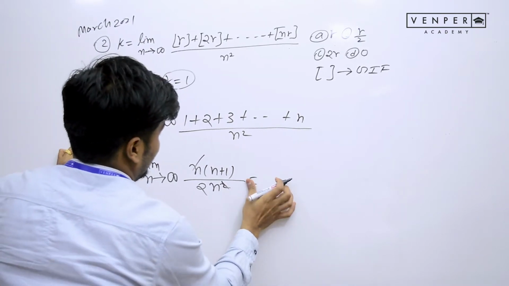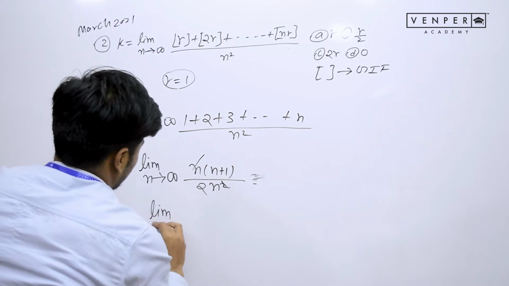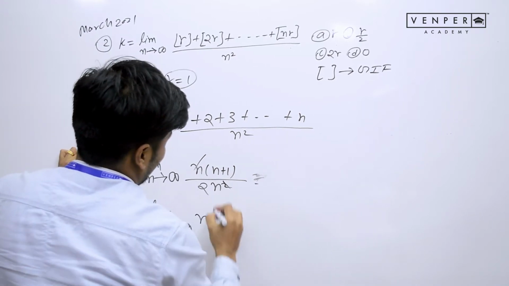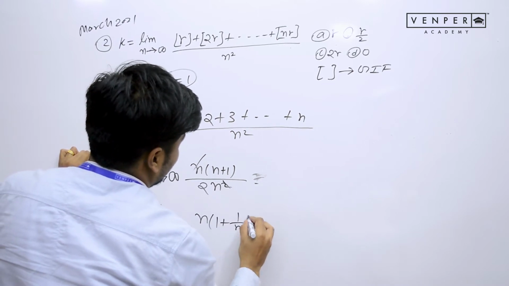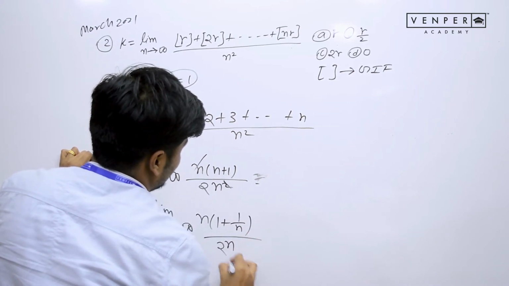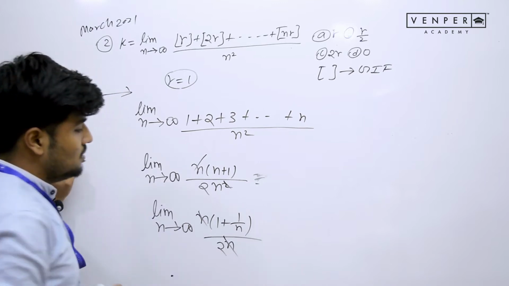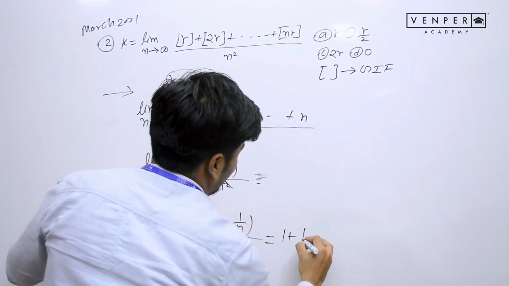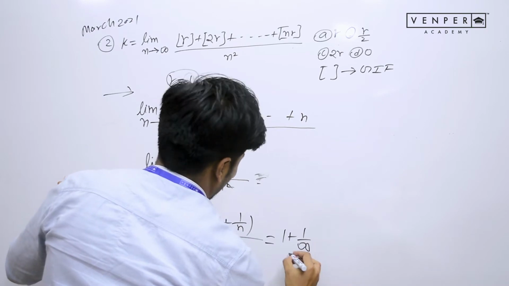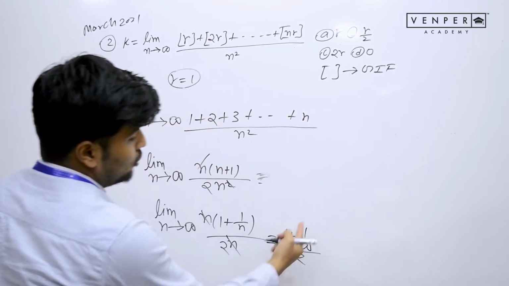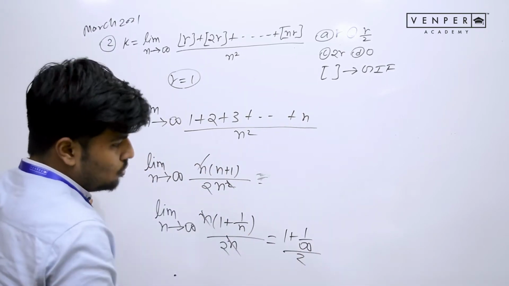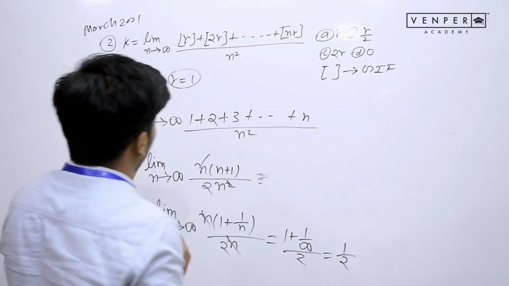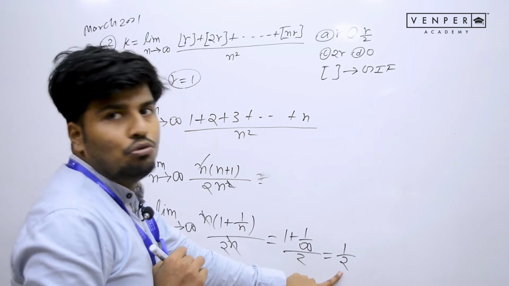I will write one more step here. N tends towards infinity. I will take n common from the numerator. If I do so, I will have 1 plus 1 by n divided by twice of n. Again n and n cancel. And here I can directly put the limit. If I put the limit, 1 plus 1 by infinity divided by 2. What is 1 by infinity? 1 by infinity is 0. 1 plus 0 is 1 only, and 1 by 2 is my answer. So for the value of r equal to 1, 1 by 2 is my answer.